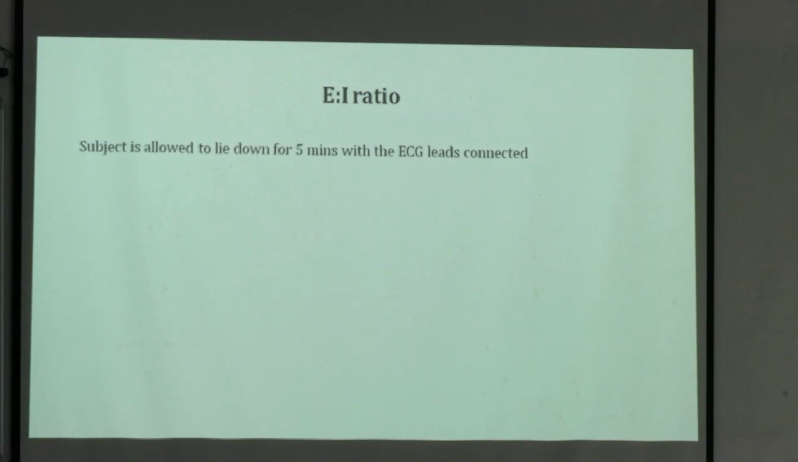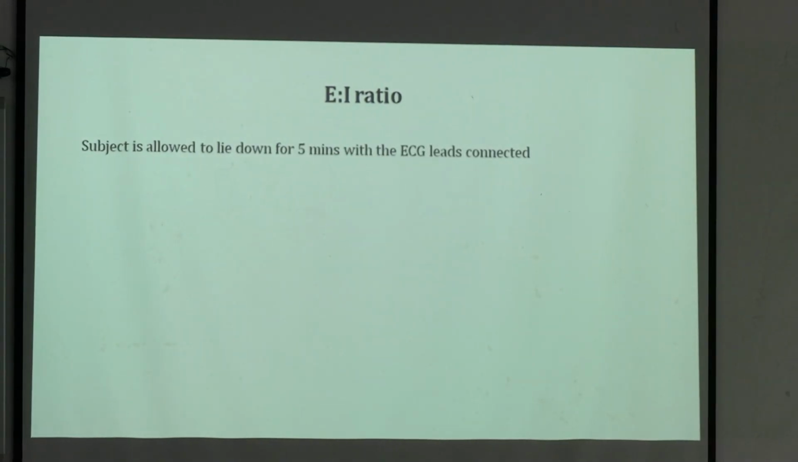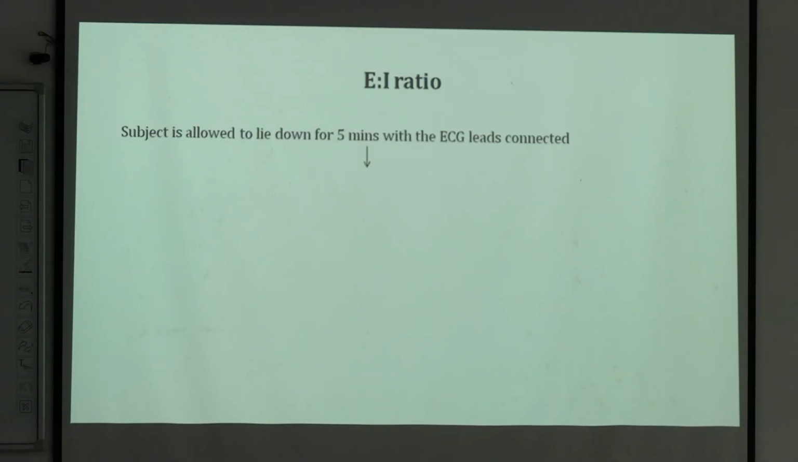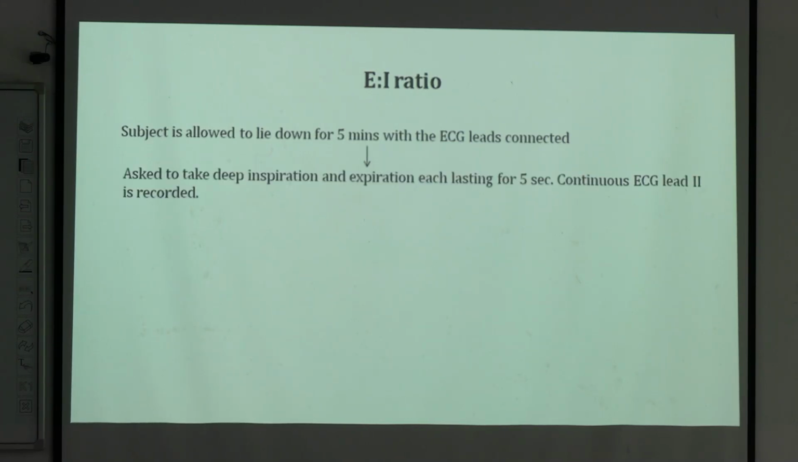Now expiration inspiration ratio, last one. The subject is allowed to lie down for 5 minutes with the ECG leads connected. Again you measure the baseline heart rate and blood pressure and ask the subject to take deep inspiration and expiration, each lasting for 5 seconds. So, 5-second inspiration and 5-second expiration, total time 10 seconds, and continuous ECG lead 2 is recorded, right.